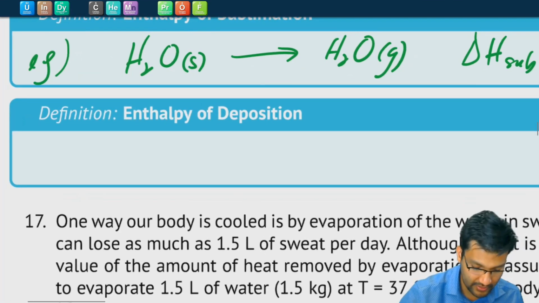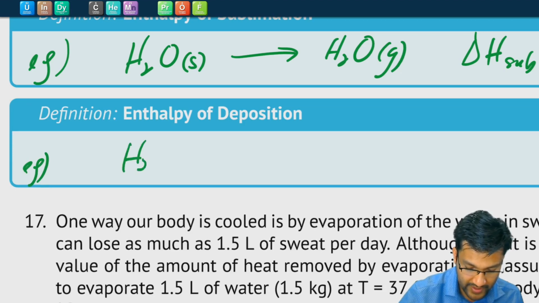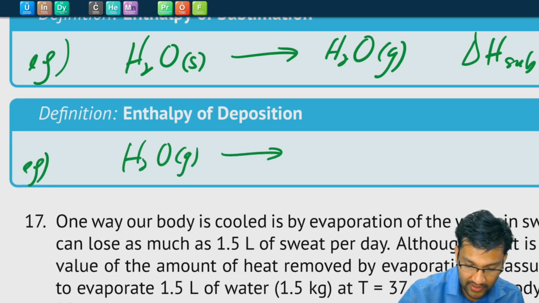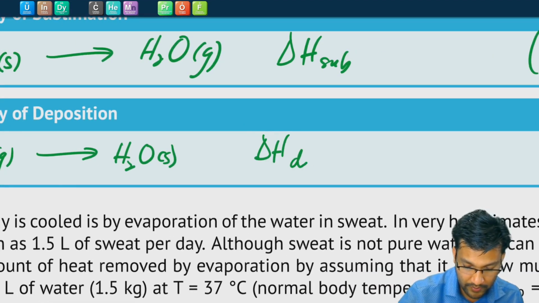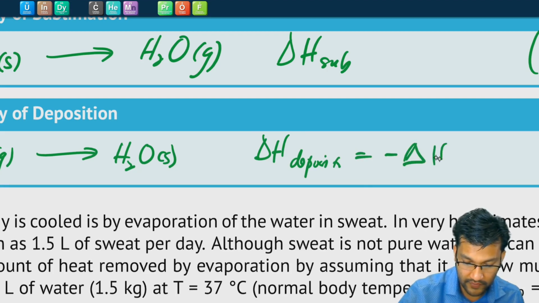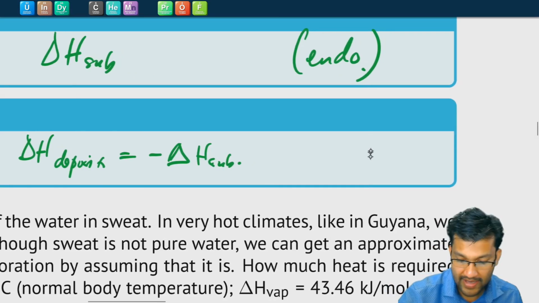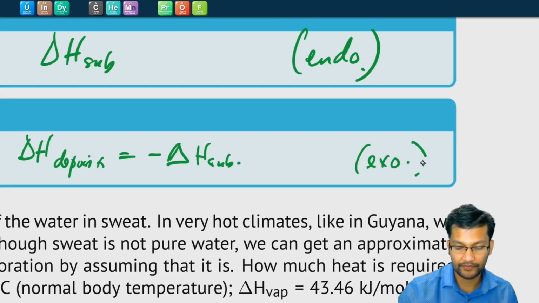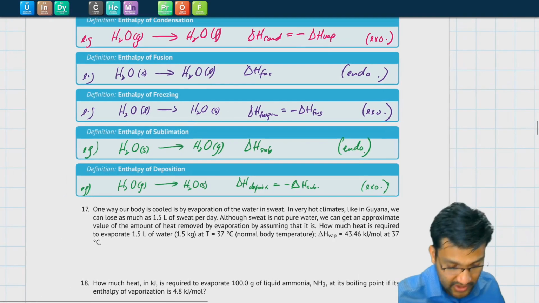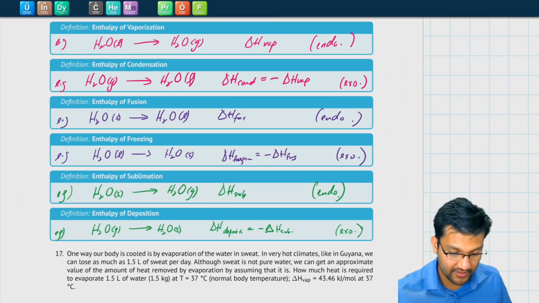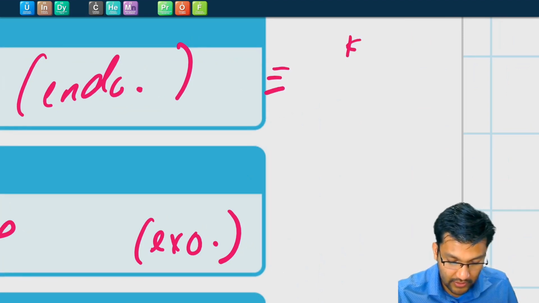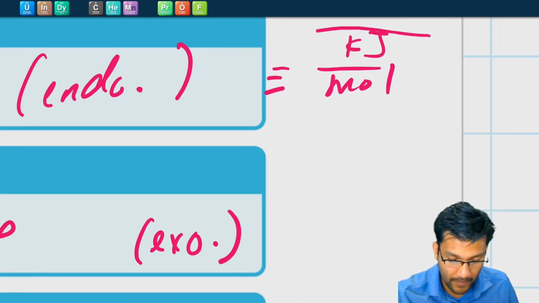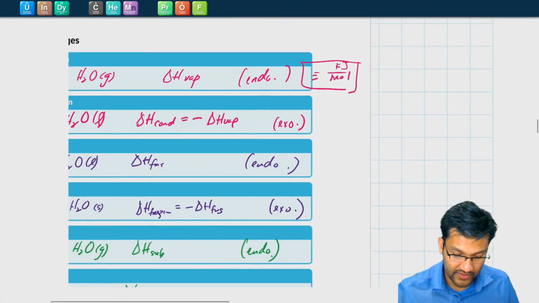And then deposition would be the opposite. We're going from a gas all the way to a solid, skipping the liquid phase. And so the enthalpy of deposition is negative the enthalpy of sublimation. This will be exothermic because you release energy. So those are all the different phase changes that can happen with their associated enthalpy changes. As we mentioned, enthalpy is usually written in units of kilojoules per mole, for all of these. So I'm not going to write that over again.